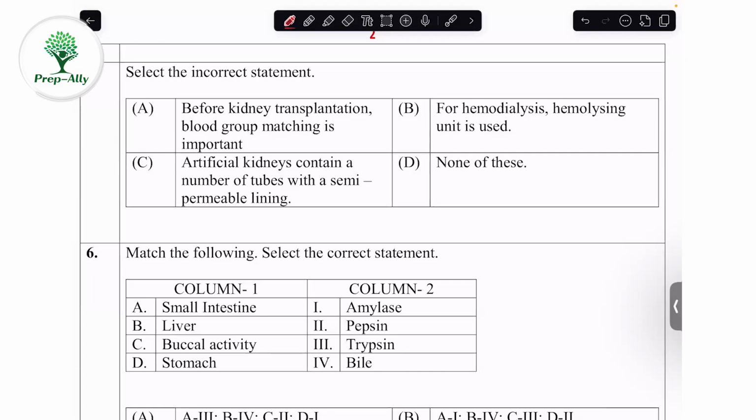Okay. Fifth question. Select the incorrect statement. So they have asked you to find the incorrect statement. We'll see what are the incorrect statements and what are the correct statements. Before kidney transplantation, blood group matching is important. So yes, of course. For kidney transplantation, many matchings, like typing, tissue matching, blood group matching is a must for any transplant, not only for kidney transplantation.